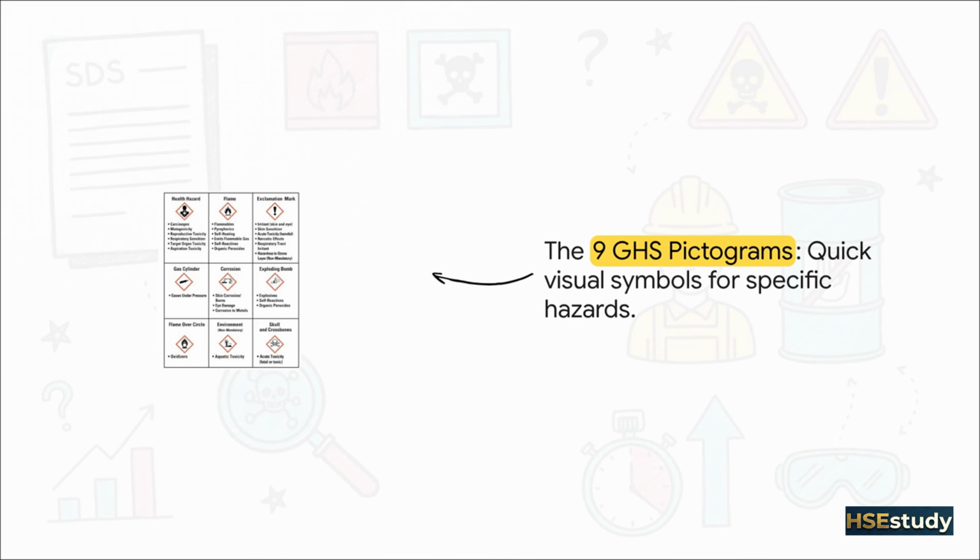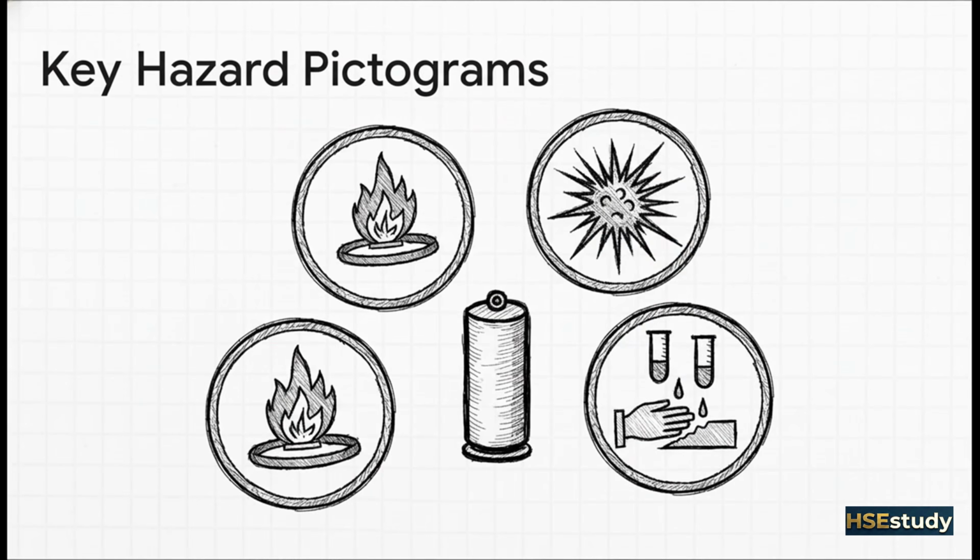Let's break them down real quick. First up, the physical hazards. The flame, that means it's flammable. The flame over a circle means it's an oxidizer. That's a chemical that can make fires burn way hotter or even cause stuff that doesn't normally burn to ignite. Exploding bomb is for explosives. The gas cylinder means, you guessed it, gas under pressure. And the corrosion symbol warns you that it can cause nasty skin burns or chew through metal.